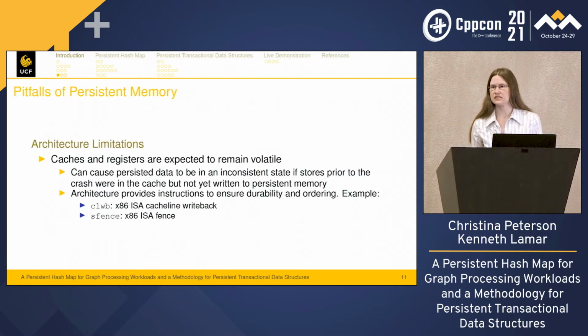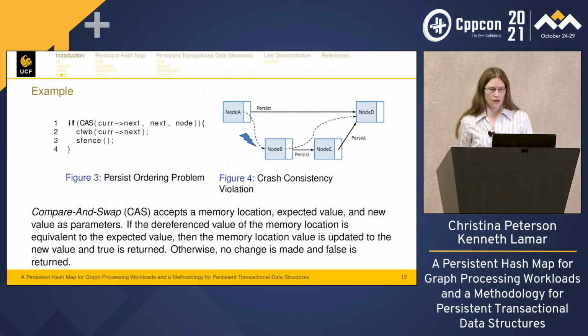But with all these positives, there's also some pitfalls. In particular, there's architectural limitations. The caches and registers are expected to remain volatile. So this can cause the persisted data to be in an inconsistent state if the stores prior to the crash were in the cache but not yet written to persistent memory. And so the instruction set architectures provide instructions for the designers to be able to ensure durability and ordering. For example, the x86 ISA provides a cache line writeback, and that provides durability, and then an sfence to provide ordering guarantees. But even the usage of the cache line writeback and the sfence is problematic.